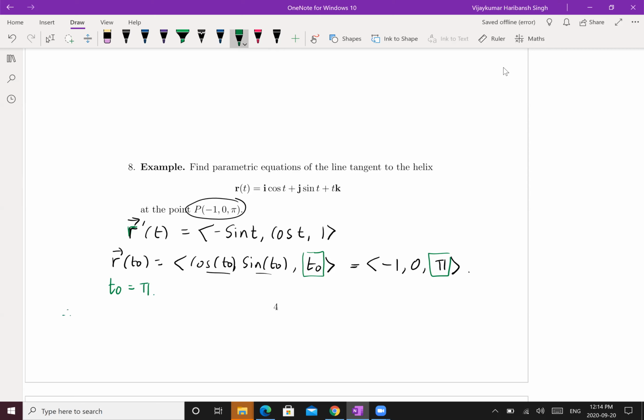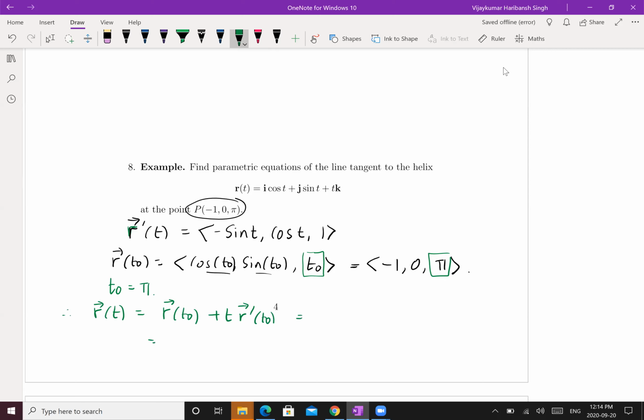So therefore the vector equation is R of t equals R of t0 plus t times R prime of t0. That is going to be, so t0 is pi.